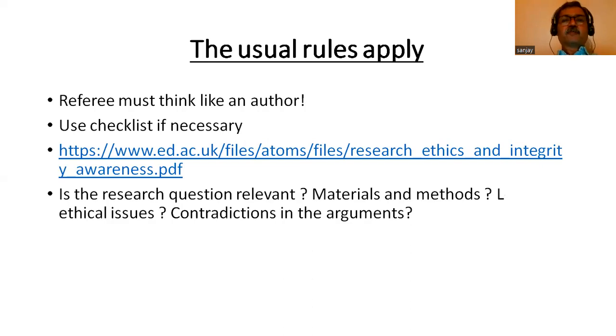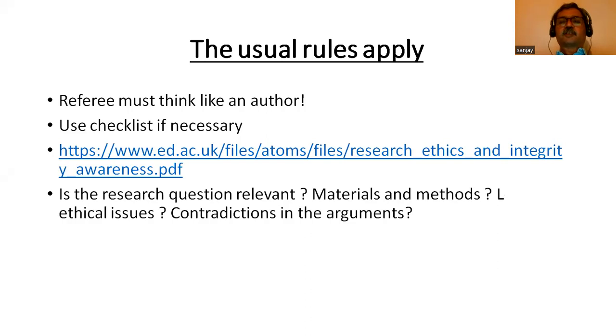And this is a website where I found two very, very good checklists on what a peer reviewer needs to look up, what points he or she needs to consider while reviewing a paper. But I'm going to go into this very briefly, because I have to talk on other aspects of peer review. Is the research question relevant? Are the materials and methods okay? And this materials and methods part is very important because the maximum reason for rejection of a paper is on the materials and methods part.